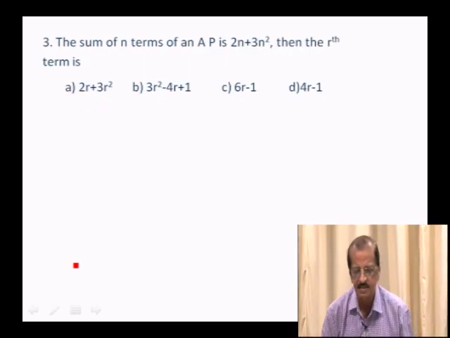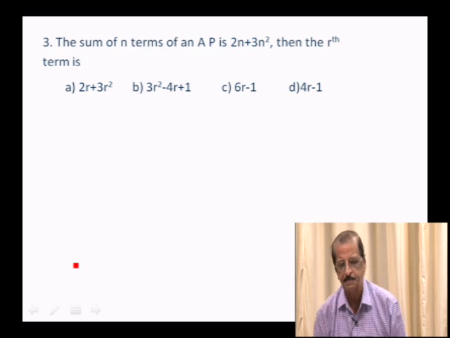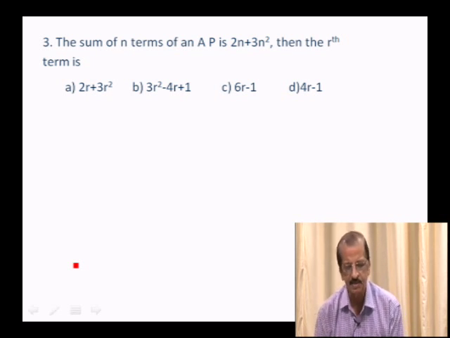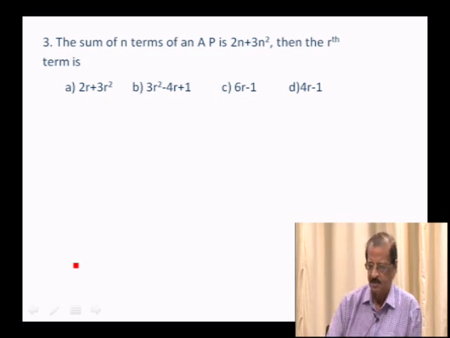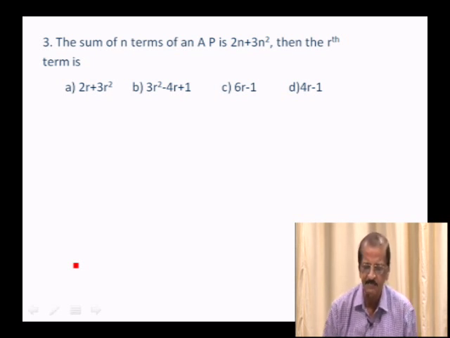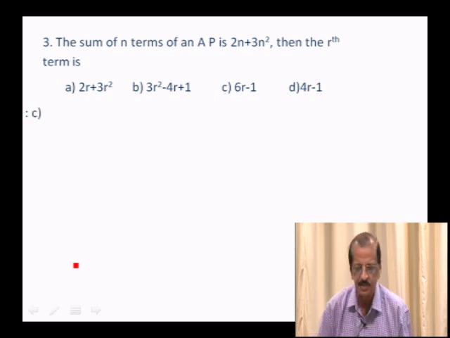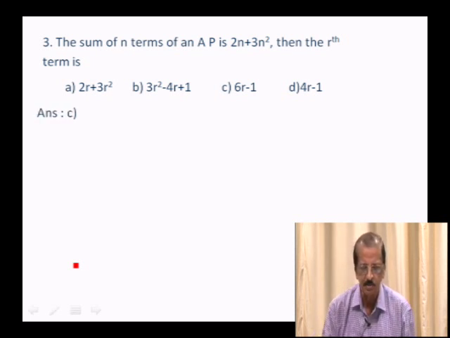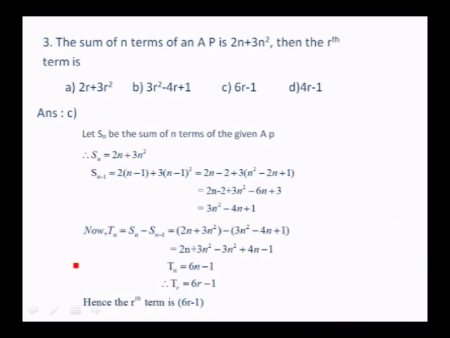Third one, the sum of n terms of an AP is 2n plus 3n square. Then the rth term is, see here, he has asked the rth term, so you must be careful, don't try to find it out with the Sn formula or anything. So the sum of n terms means Sn is equal to 2n plus 3n square. You take Sn minus 1 also. So Sn is 2n plus 3n square and Sn minus 1 is 3n square minus 4n plus 1.